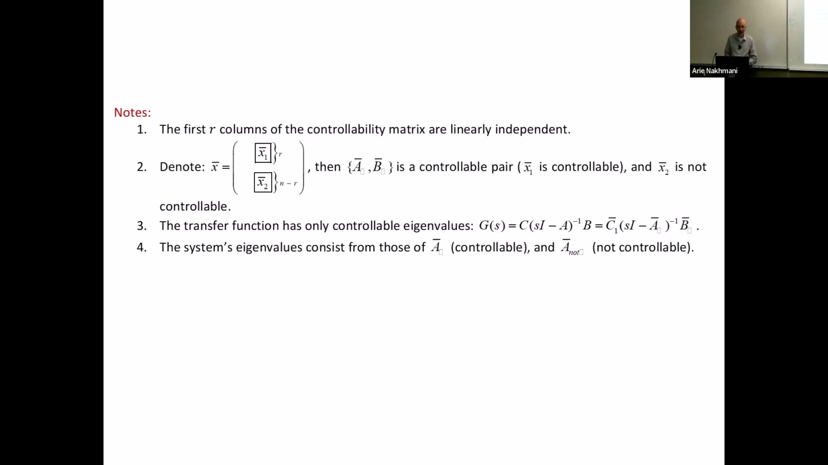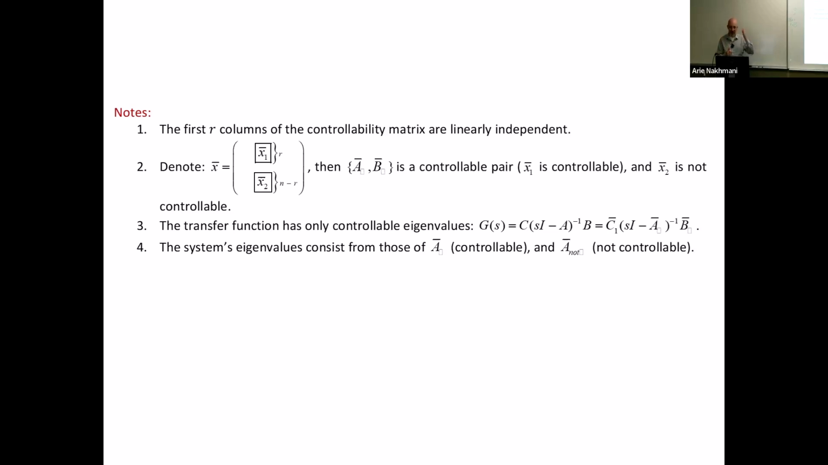Okay, so you need to remember a few things, a few comments on all of the formulas above, okay? First of all, the first R columns of the controllability matrix are always linearly independent, which is already kind of like, why would that be, right? It's not that obvious that specifically the first R columns need to be linearly independent, but we can prove that they're linearly independent. So if you pick the first R columns, they will not be proportional to each other.